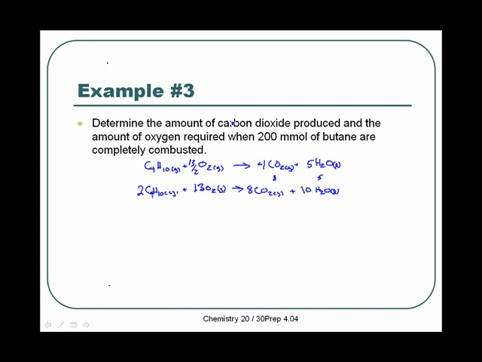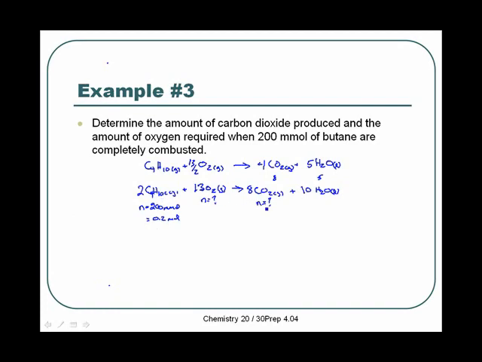And now we'll fill in what we're trying to find out and what we're looking for. So we want the amount of carbon dioxide, so we want an N there. We want to find out also the amount of oxygen, so we'll put an N under our oxygen. We're given the number of moles of butane, 200 millimoles. I always like to work in moles, so I'm going to say that this is the same as 0.2 moles.